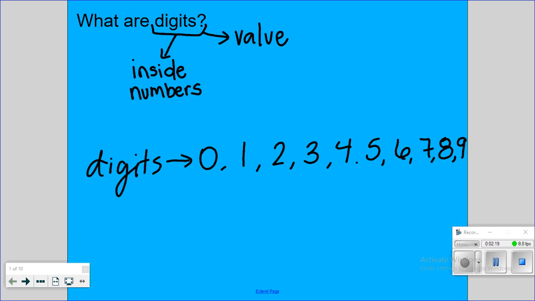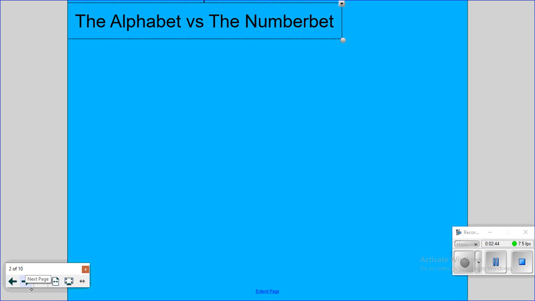So to help you think about the difference between a digit and a number, because it kind of seems a little confusing, right? Number 2 could be a number, but it also could be a digit. So that gets really tricky. Underneath this, I want you to write this as your title: the alphabet versus the number bet.